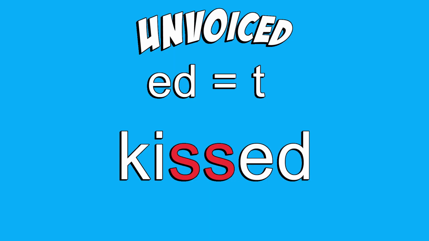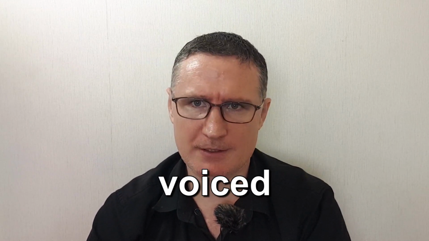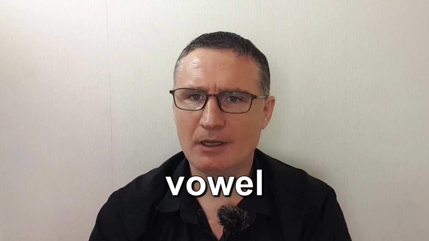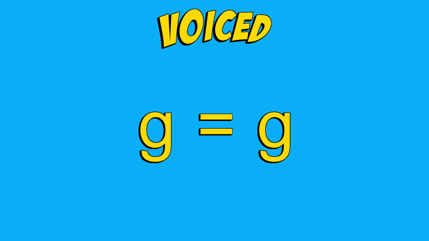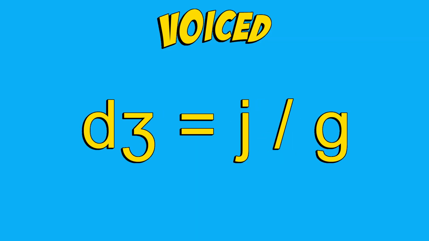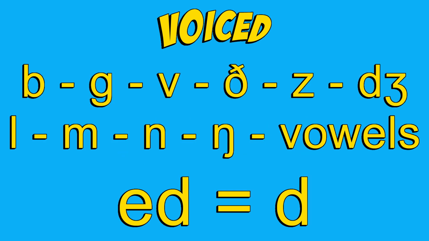Very easy. So, all I look for is the sound before the ed, if it's unvoiced. Kiss, the s is unvoiced, add the ed, and it becomes a t, kissed. All right, straightforward. Now, if the sound is voiced or a vowel sound, then the ed becomes a d sound. If I take the voiced sounds, of which there are many, for example, b, g, v, th, z, j, l, m, and all of my vowels, then the ed is a d sound.